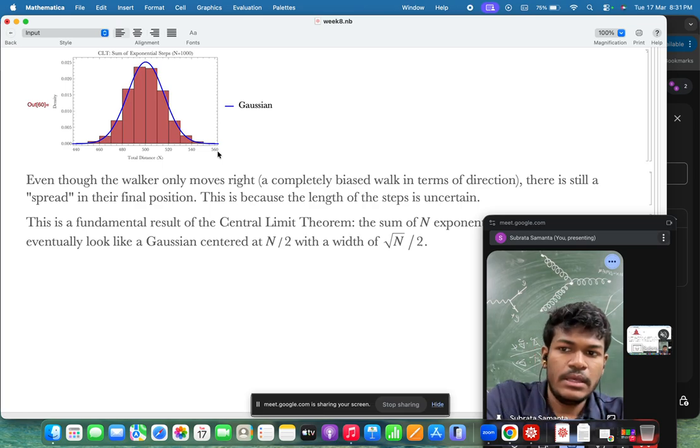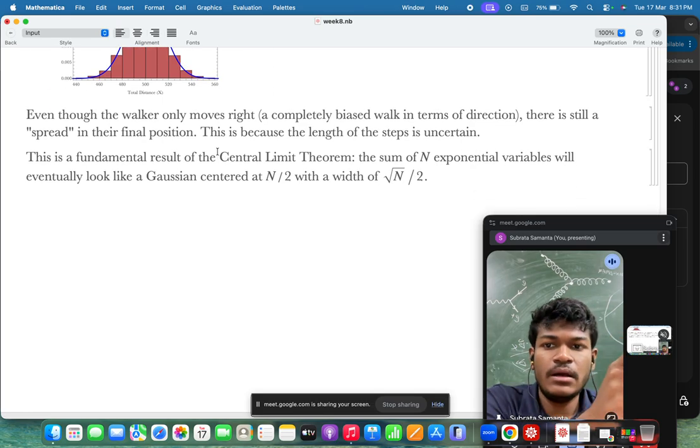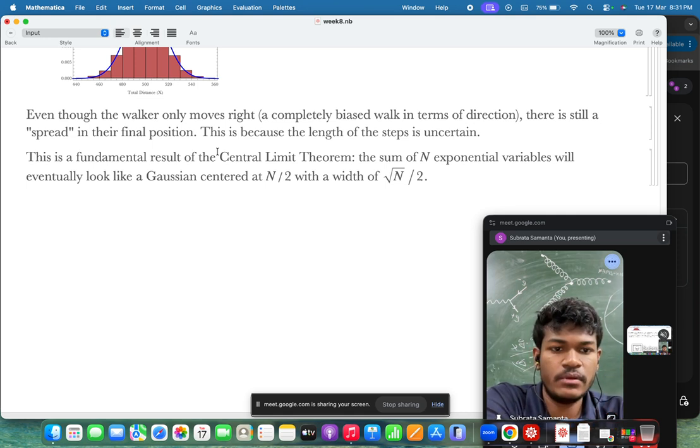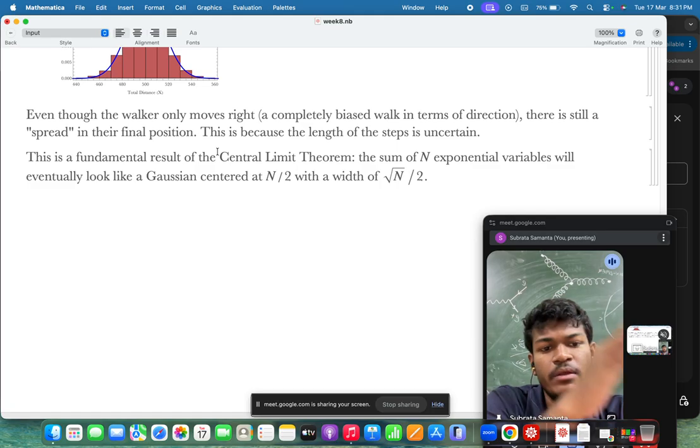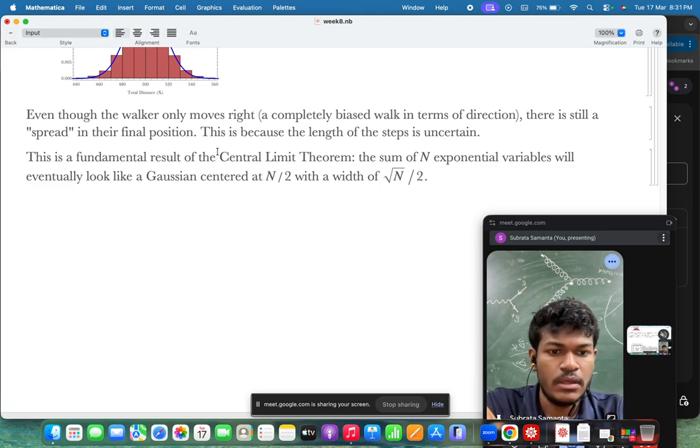And at the end we get a Gaussian distribution, because of the central limit theorem. The sum of n exponential variables will eventually look like a Gaussian with center n over 2 and standard deviation of square root of n over 2. So that is the central limit theorem. Whatever your distribution starts from, if n increases, that leads to a Gaussian distribution.